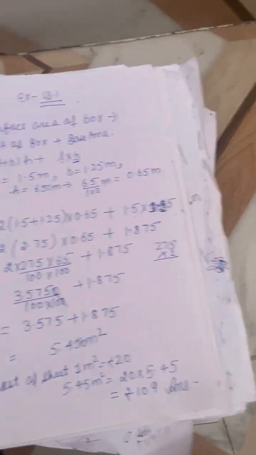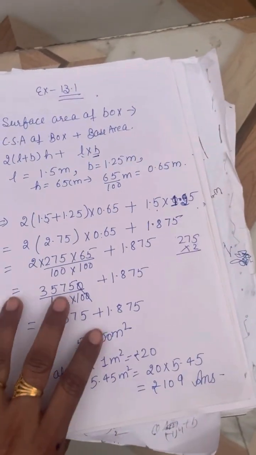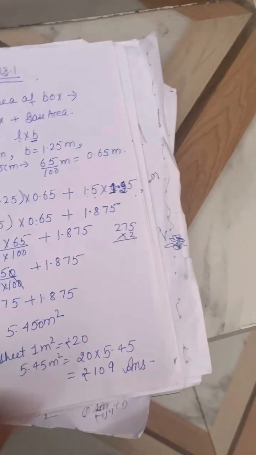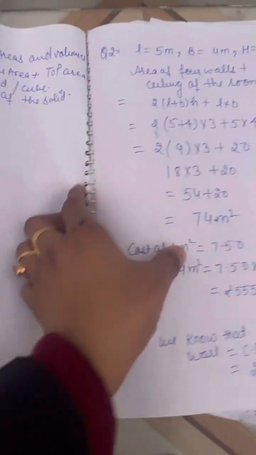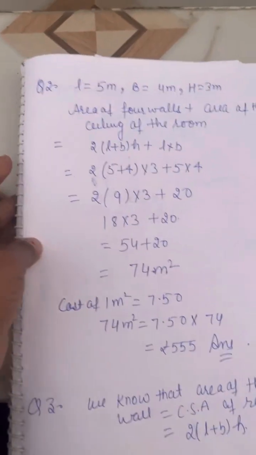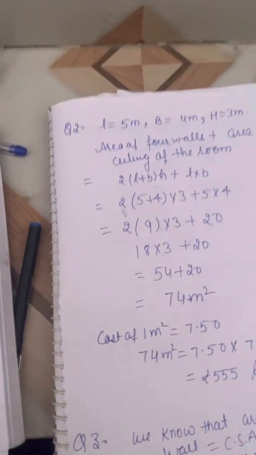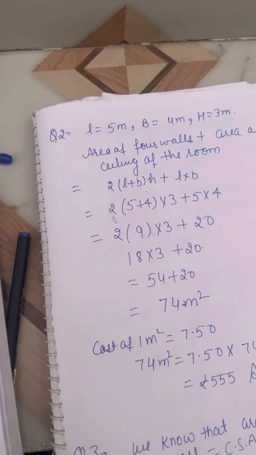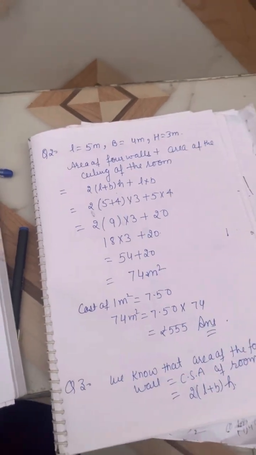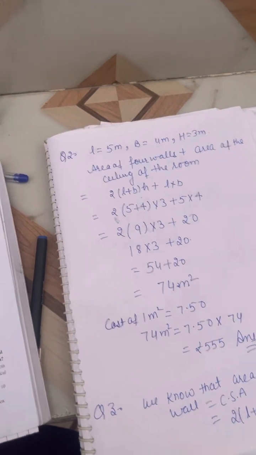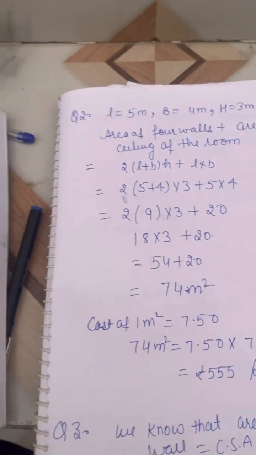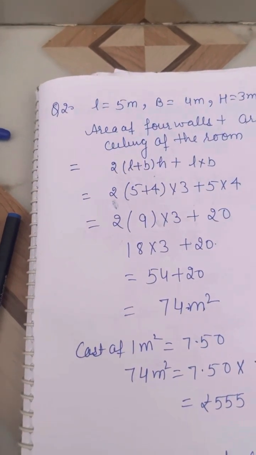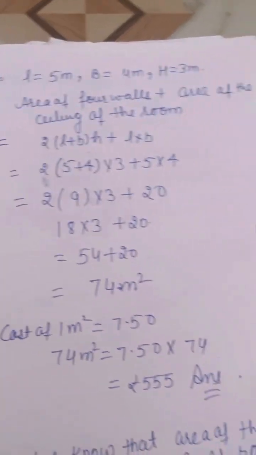Okay, after that the second question: the length, the breadth and the height of the room are 5 meter, 4 meter and 3 meter respectively. Find the cost of whitewashing the wall of the room and the ceiling at the given rate. Means wall and ceiling we will include in this; the bottom we will not include because we will not paint the floor, that's why.